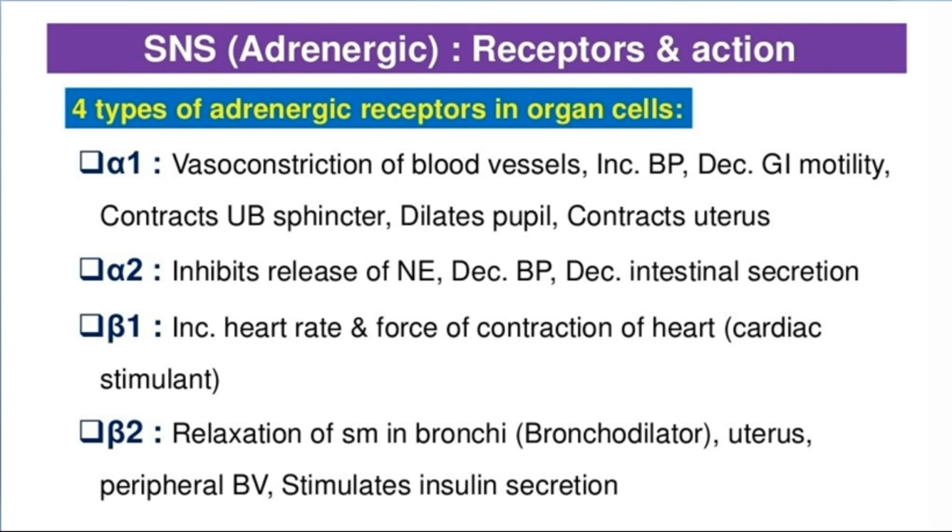Alpha 2 inhibits release of norepinephrine, decreases blood pressure, decreases intestinal secretion. Beta 1 increases heart rate and force of contraction of heart, that is, it's a cardiac stimulant. Beta 2 causes relaxation of smooth muscle in bronchi, that is, it's a bronchodilator. Uterus, peripheral blood vessel dilation, then it stimulates insulin secretion.